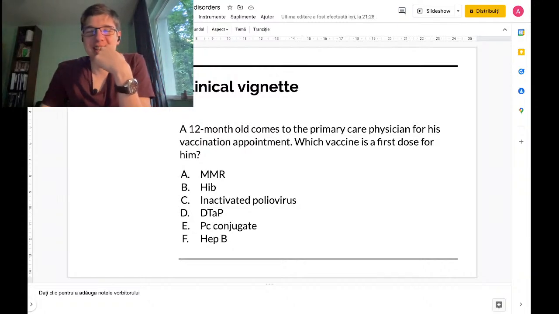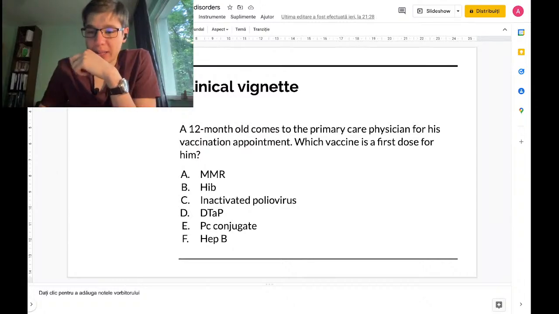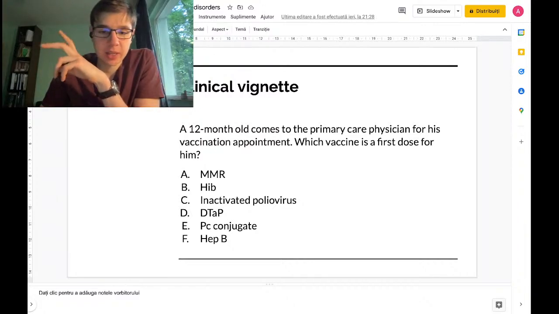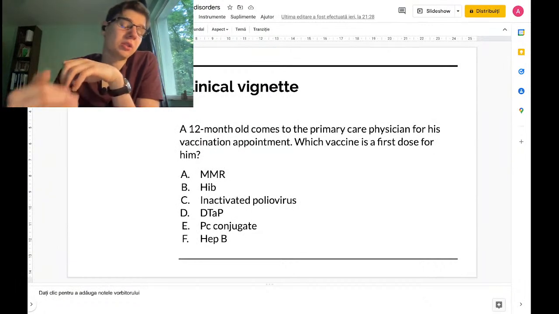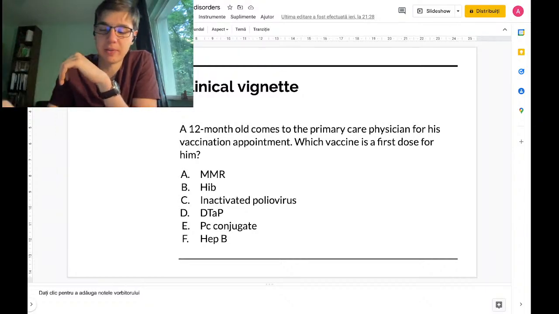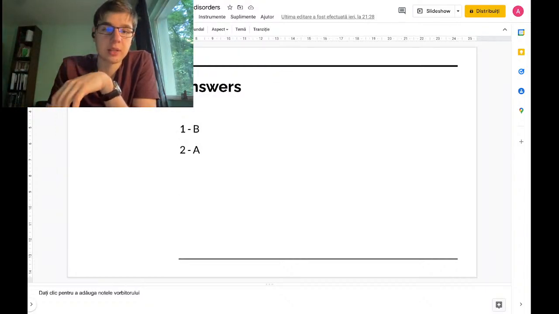Okay, so we have a D and an E. Interesting. The correct answer is measles, mumps, rubella. Haemophilus influenzae type B, poliovirus, DTaP, and pneumococcal conjugate are given at 2 months, whereas Hep B is given at birth. As you can see, the answers are B and I.